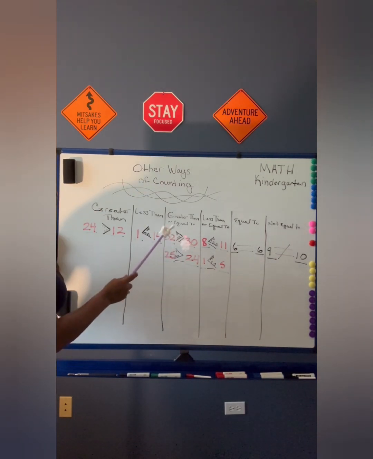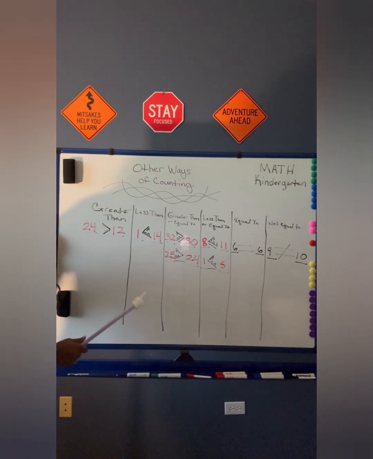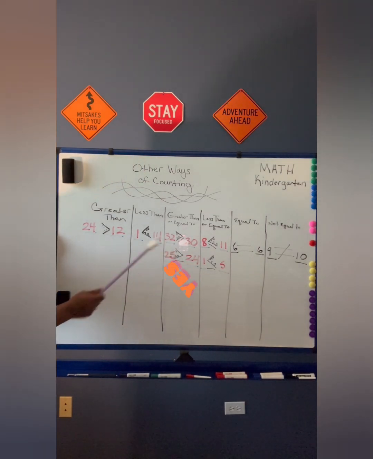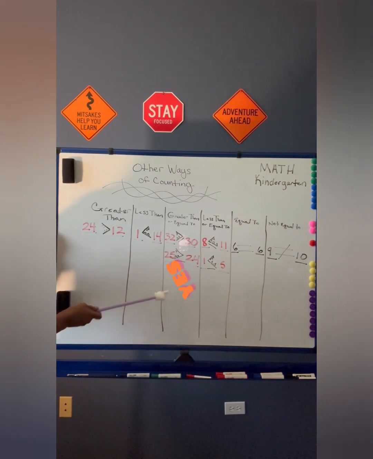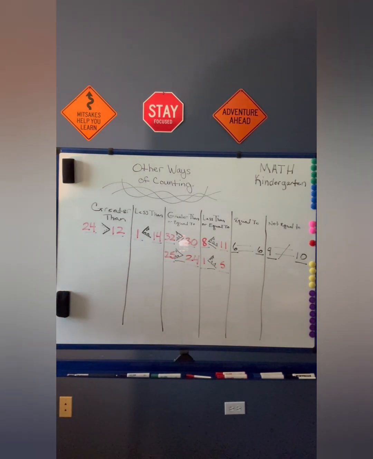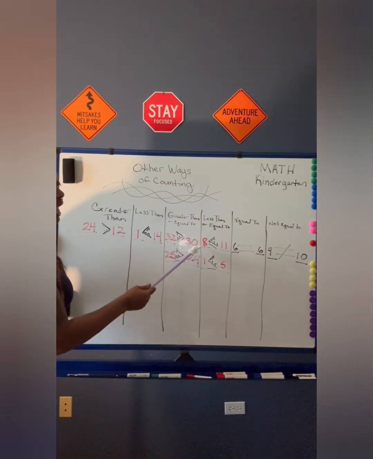This is saying it's either one or the other. 25 is either greater than or equal to 24. Is 25 greater than or equal to 24? Yes, it is greater than 24. It isn't equal to 24, but it is greater than 24. Same rules apply for less than or equal to. Is 8 less than or equal to 11?